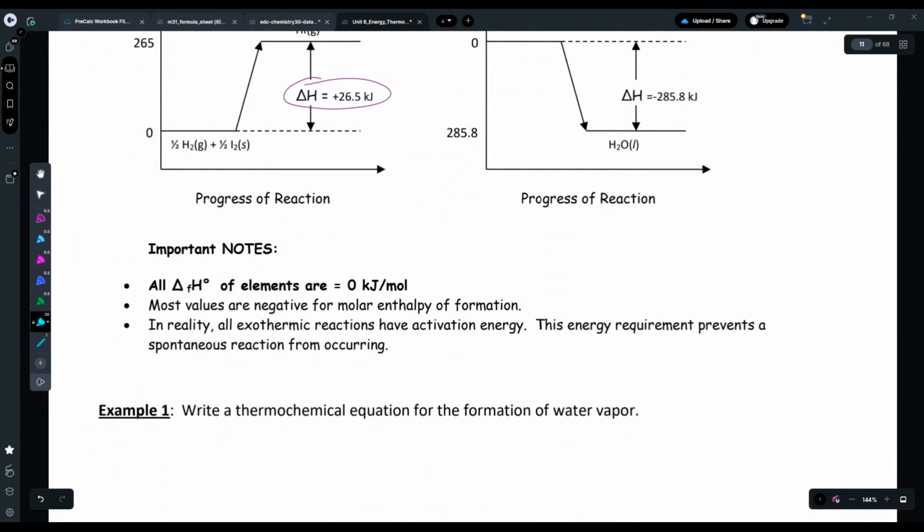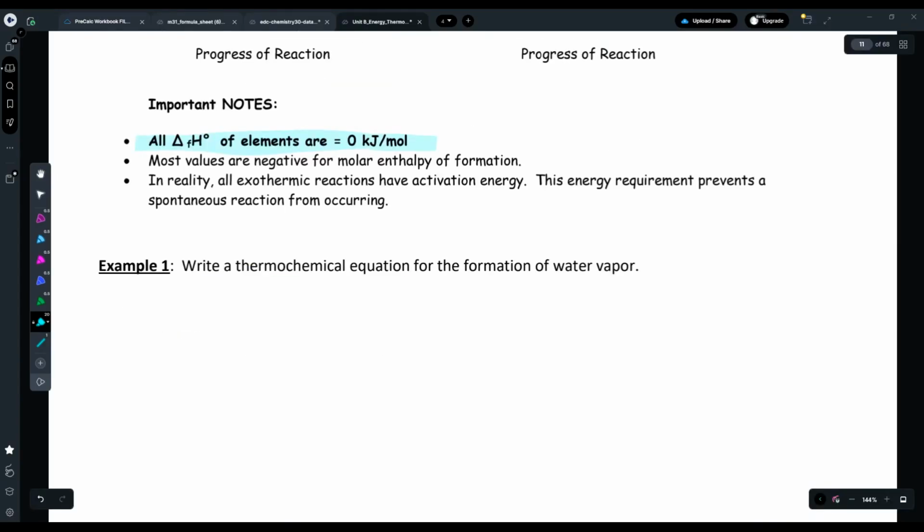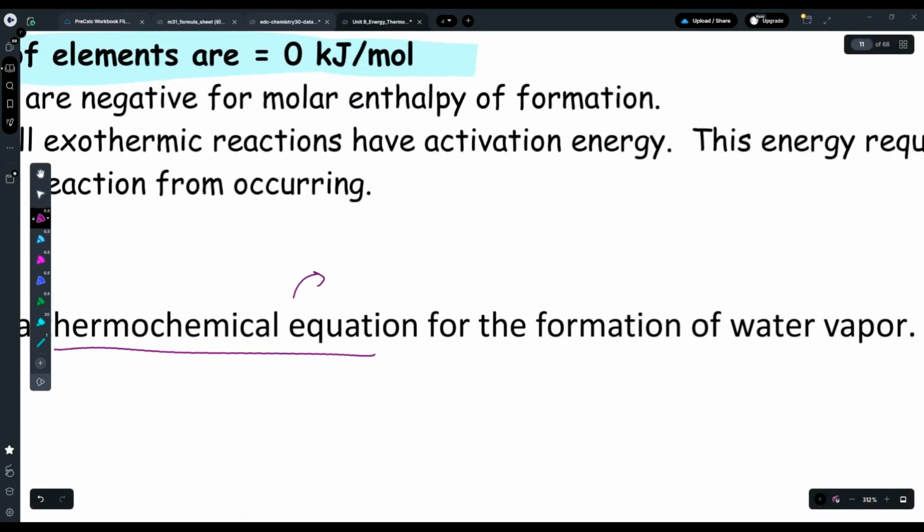All right, so important notes. All molar enthalpies of formation for elements are going to be 0, so that's super important. Most values are negative for molar enthalpy of formation, and in reality, all exothermic reactions do have activation energy, and this energy requirement prevents a spontaneous reaction from occurring. All right, so first example here: write a thermochemical equation. That's important wording here, so that tells us that the energy term is right in the reaction.